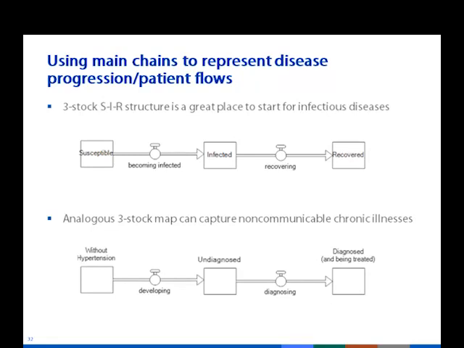In a similar way, you can use a 3-stock map to begin to represent patient flows associated with non-infectious chronic diseases such as hypertension. As shown here, one way to get at the patient flow is to divide the population into buckets of without hypertension, undiagnosed, and then finally diagnosed being treated. 3 stocks is not the only way to represent this sort of main chain or this sort of process, but it's a great opening move in my experience.